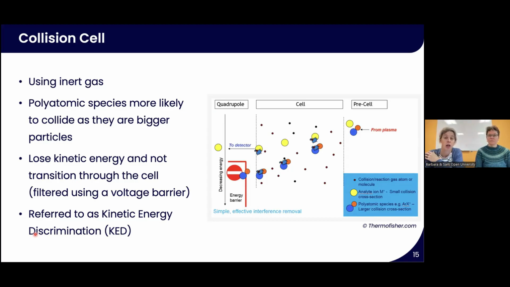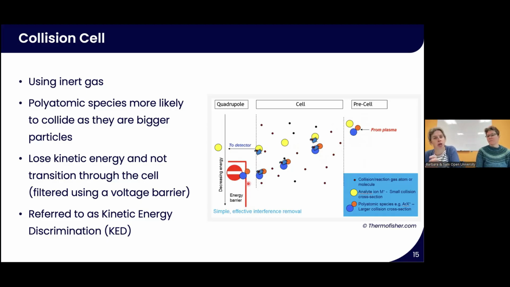through the cell. And therefore, this diagram's a bit the wrong way around. But if we've got our mix of analytes and polyatomic species here, we've got collisions with our polyatomic species in the cell, whereas our analyte is more likely to make it through. Then our analyte makes it through to the detector, whereas applying this energy barrier means that the polyatomic species don't make it through. And this is referred to as kinetic energy discrimination.